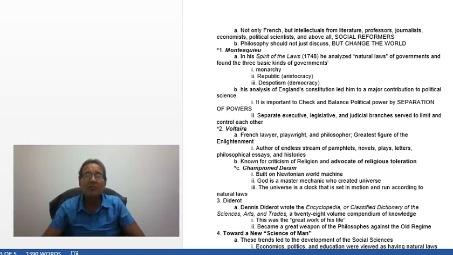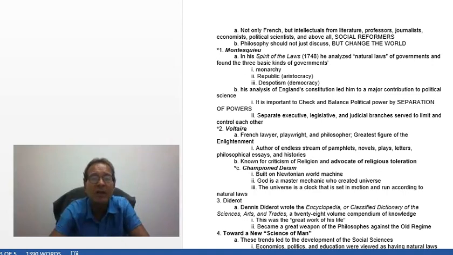in his Spirit of the Laws, where he analyzed what he saw as natural laws of governments, and he found that there were three basic kinds: monarchy, aristocracy, and democracy, which can also devolve into despotism. In his analysis of the English Constitution, and this idea of these different kinds of government, and the idea that you need to separate these different powers of government, the power to make laws, the power to enforce laws, and the power to interpret what laws mean, they cannot all exist in the same body.